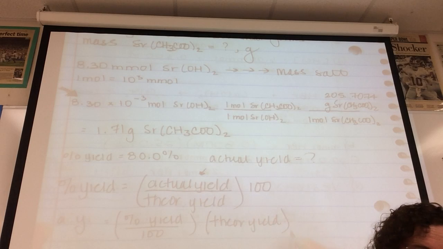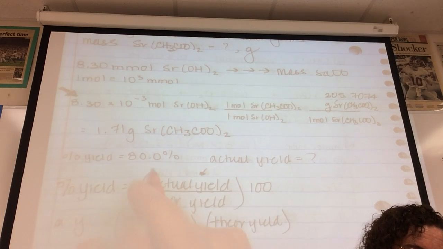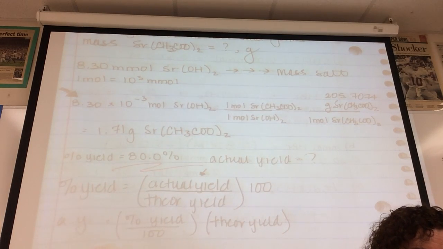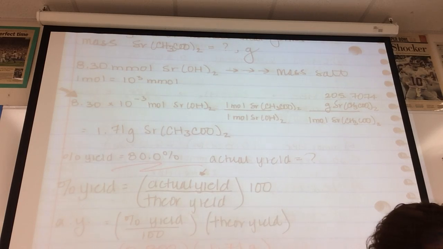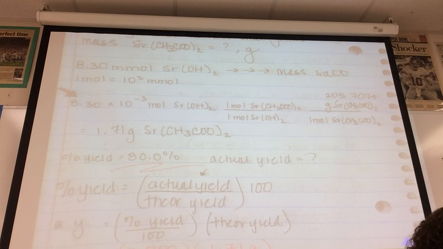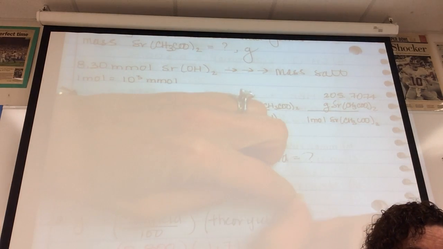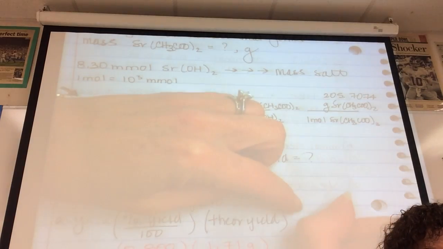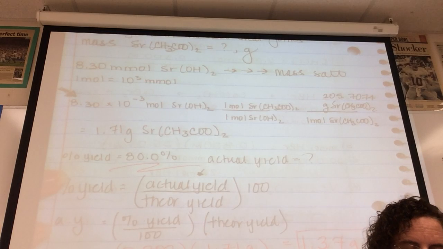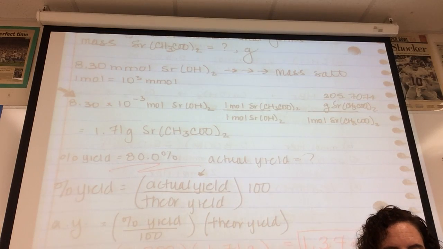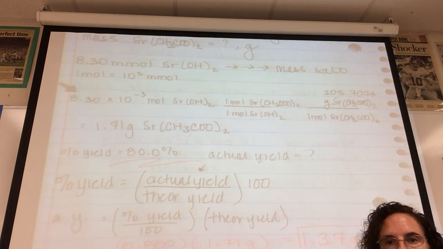Theoretical yield I got in the previous problem. The percent yield over 100 is 0.8 times the theoretical yield, and 0.8 times 1.71 is 1.37 grams for the actual yield. That's how much he generated in the laboratory.